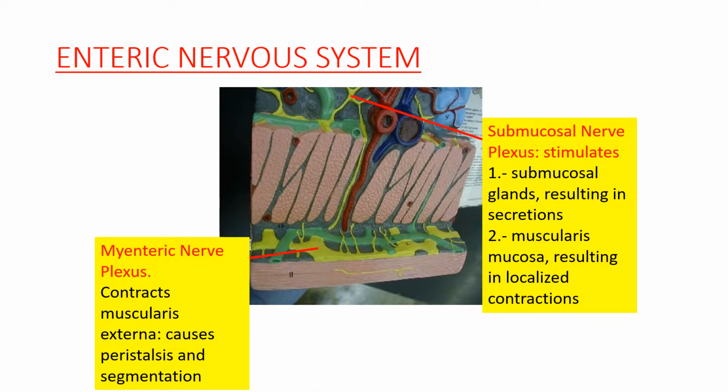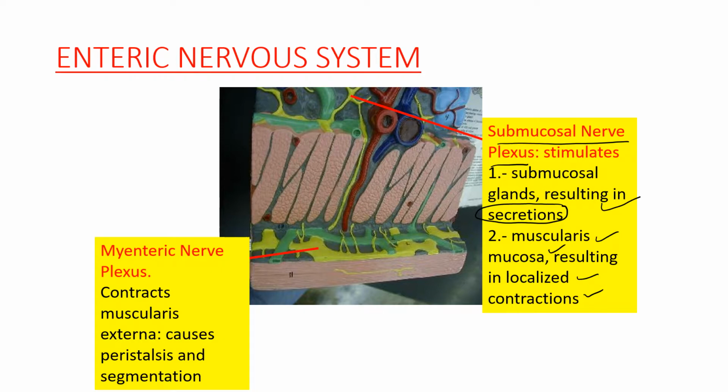Notice the actions of the 2 nerve plexuses found in the GI tract. The submucosal plexus, found in the submucosal layer, stimulates glands, causing secretions of the products of these glands. The submucosal plexus also stimulates the muscularis mucosa, which results in localized movement and contractions. Also remember that the submucosal plexus starts at the small intestine. The esophagus and stomach lack a submucosal plexus.